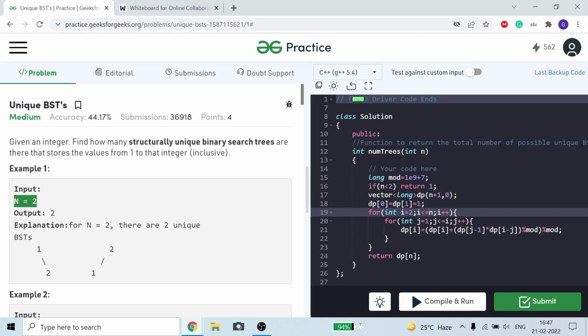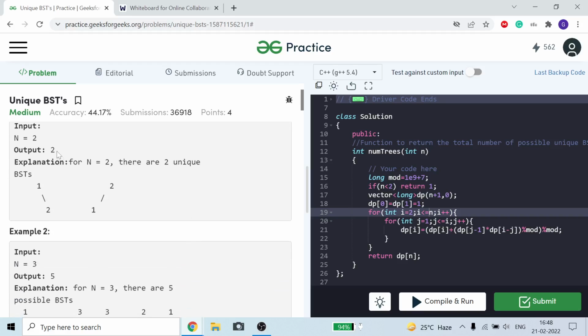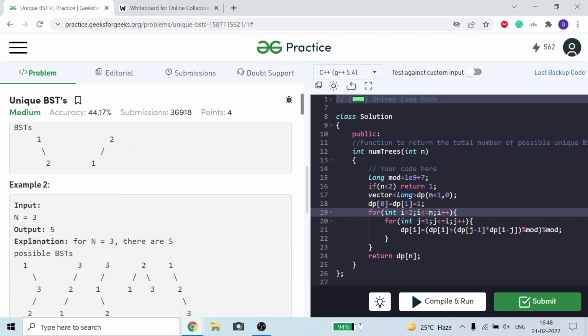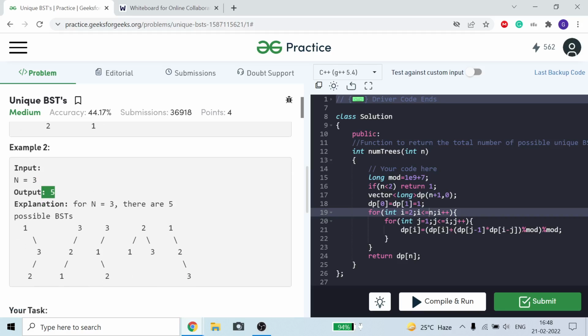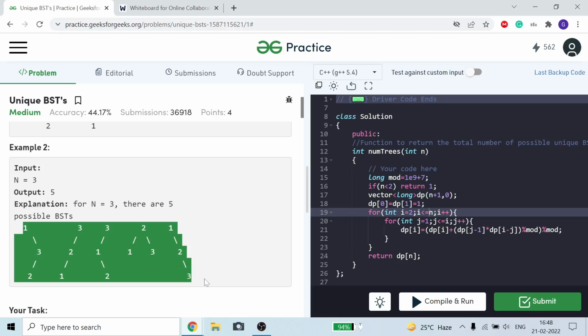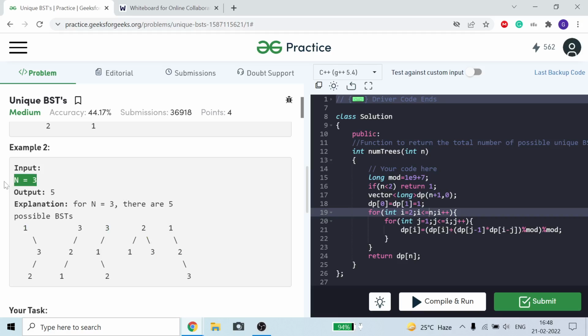we can form these two binary trees, 1 2 and these two 1. So the total number of binary trees we can form is equal to 2. For n is equal to 3 we can form a total of 5 trees. You can see here 1 3 2, 3 2 1, 3 1 2, 2 1 3 and 1 2 3. These are 5 different combinations we can form using n is equal to 3, so we should output 5.